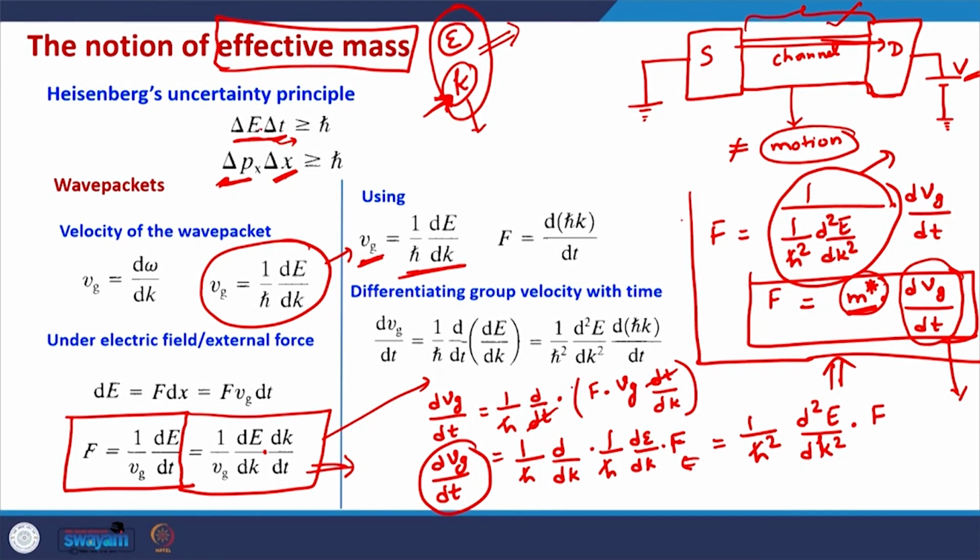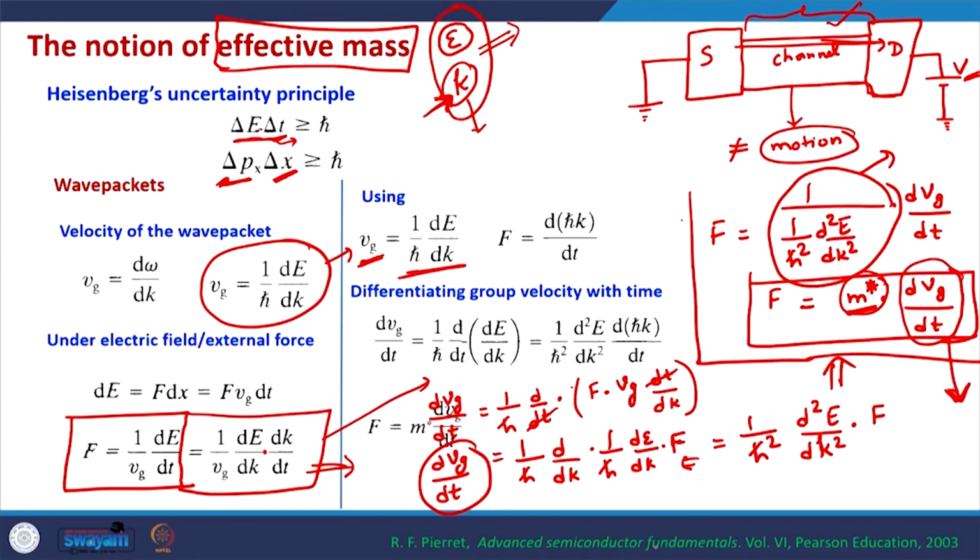Okay, so I will recommend you to read more about the notion of effective mass, especially from the text by Robert Pierret titled Advanced Semiconductor Fundamentals. This book discusses the KP model, the E-k relationship for solids, and this idea of effective mass in a very concise, simple, easy to understand way.